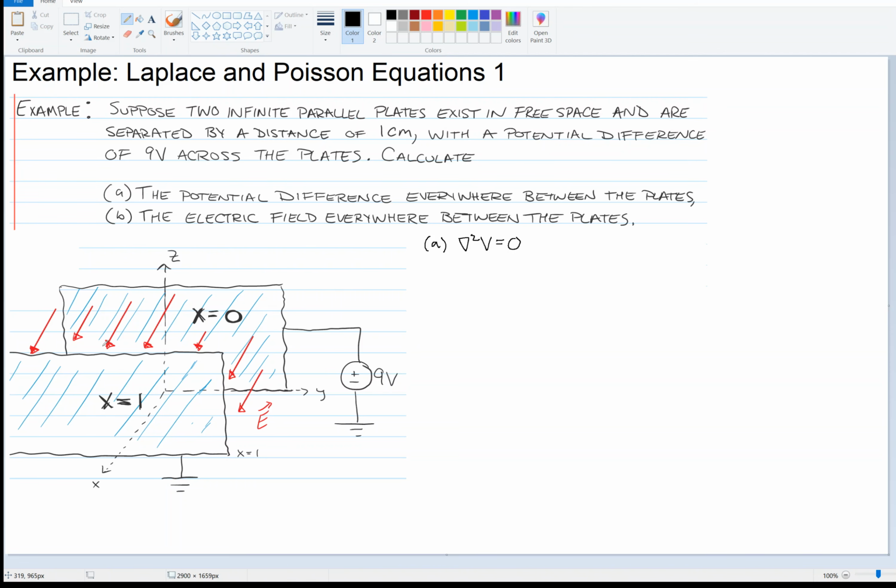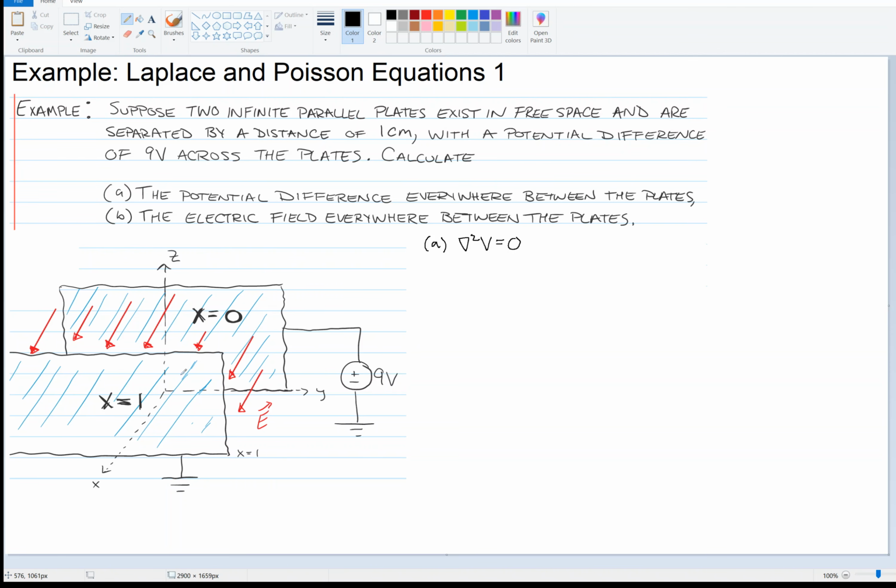Imagine these plates are infinite and you're between the plates and you walk down the y-axis, or you walk in the y direction. Everything would look the same to you because the plates are infinite. You're not approaching the ends of the plates or anything like that. So everything remains constant. There's no variation there in the y direction. And same thing with the z.